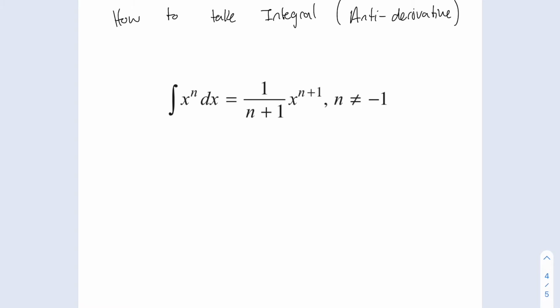Okay, this doesn't work if n is equal to -1. If n is equal to -1 and you try this, you're going to get 1 over -1 plus 1, which can't happen. You can't do 1 divided by 0. Okay, and we'll learn how to deal with this if n is -1.